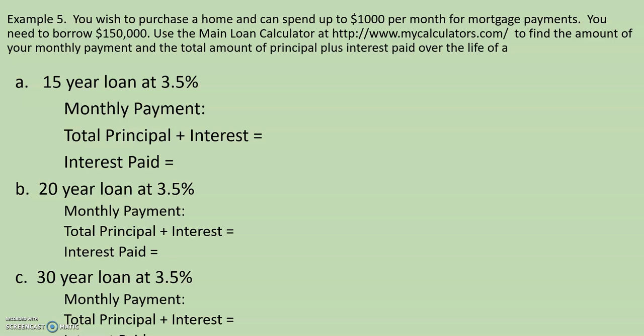Calculating the $150,000 loan at 15 years and 3.5%, 20 years at 3.5%, and 30 years at 3.5%. This time we're just keeping our interest rate the same, but changing the time that we took out the loan for. Go ahead and pause the video and make these calculations.